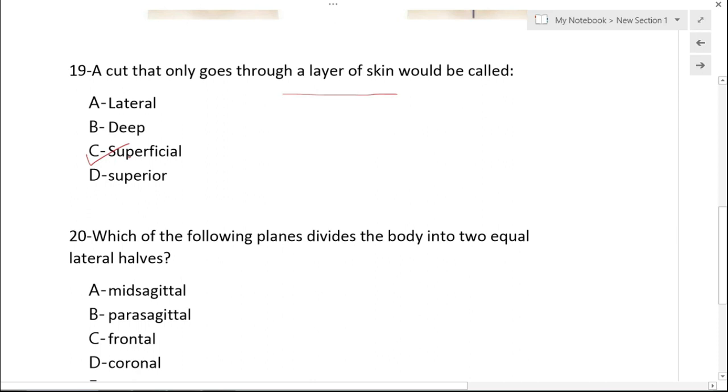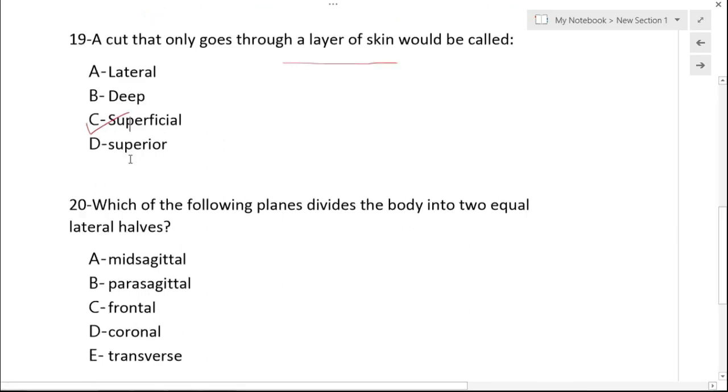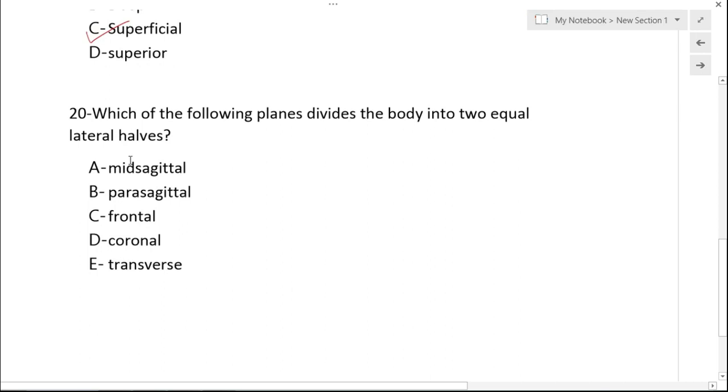Next question, question number 20. Which of the following planes divides the body into two equal lateral halves? Options are A, mid-sagittal, B, parasagittal, C, frontal, D, coronal, E, transverse. The correct answer is option A, mid-sagittal plane.